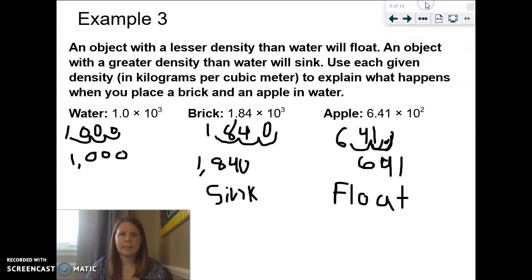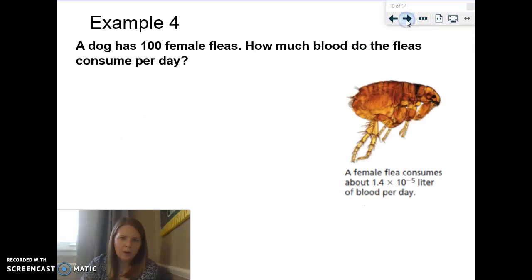All right, let's go on to example 4. I don't really like the premise of example 4, but we will continue on just because it looks so gross. Example 4 is talking about a dog, okay? And dogs tend to get fleas sometimes. So this dog has 100 female fleas. How much blood do the fleas consume per day? I want to know how much blood out of this dog the fleas are consuming, because I want to know maybe how sick this dog's going to get.